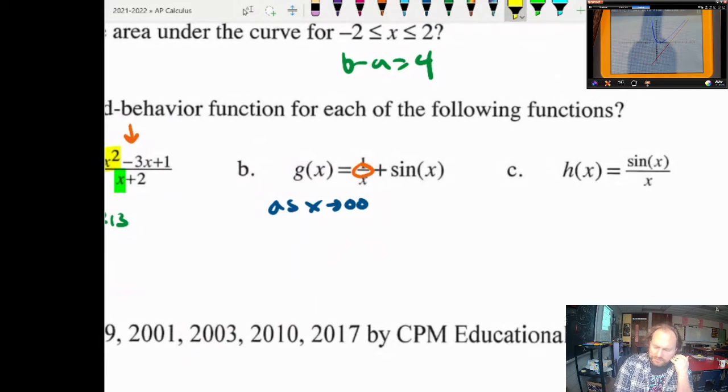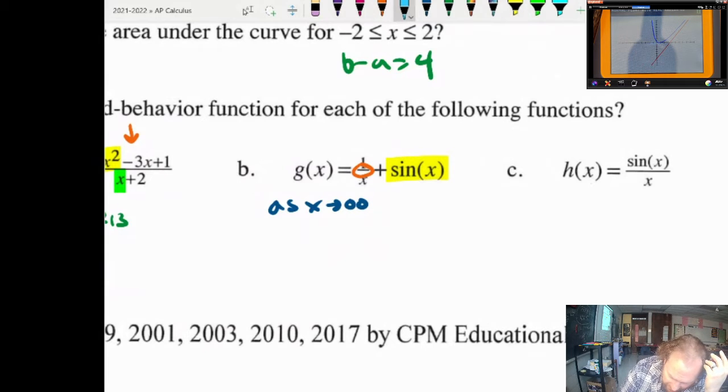The problem here is the sine of x. Sine of x doesn't really have an end behavior function because all sine does is fluctuate constantly between negative 1 and 1. That's all it ever does. As x approaches infinity, sine just keeps doing that same thing.